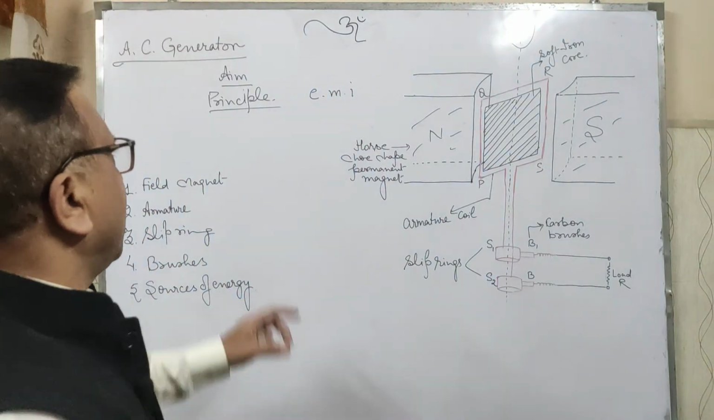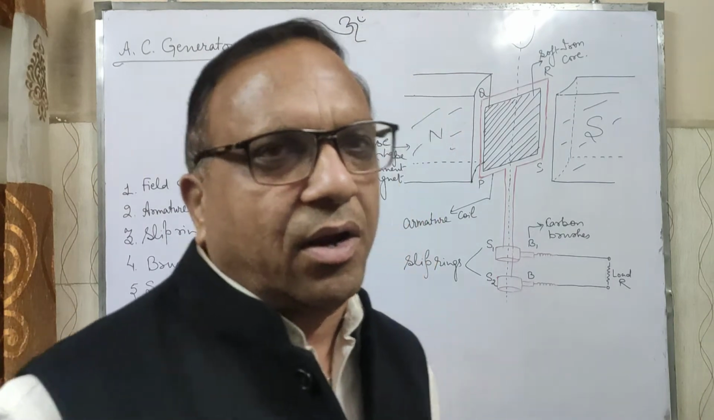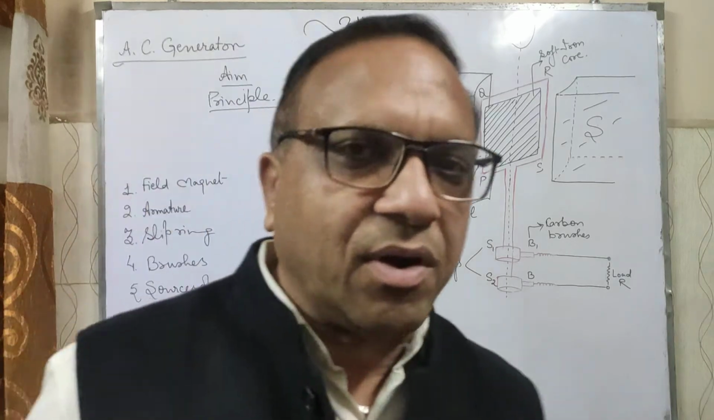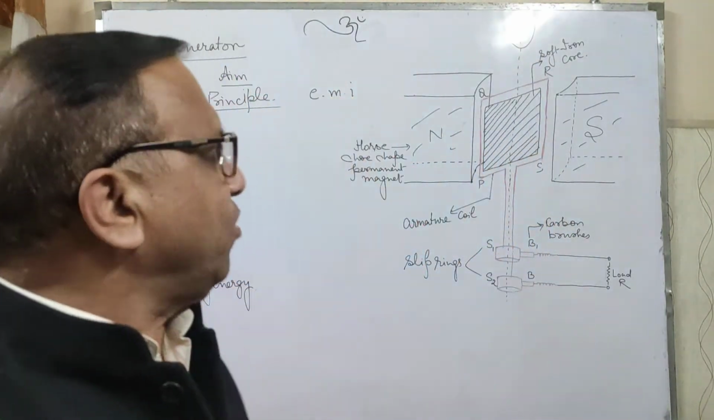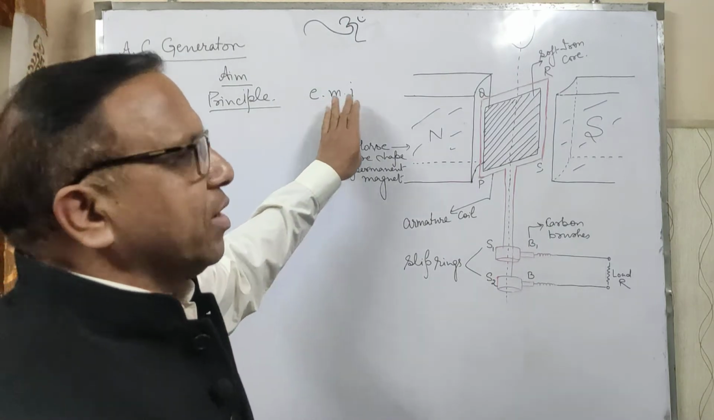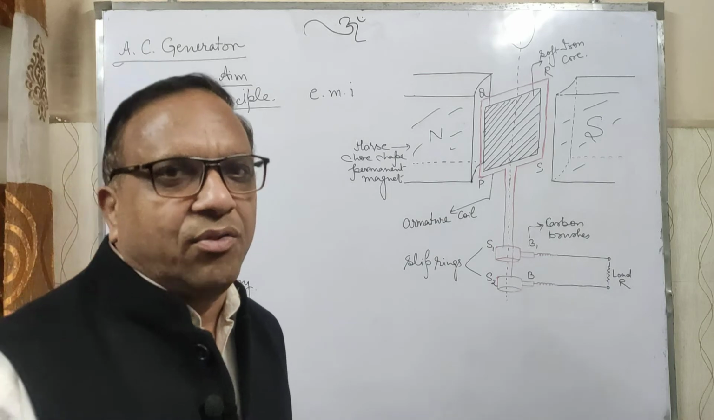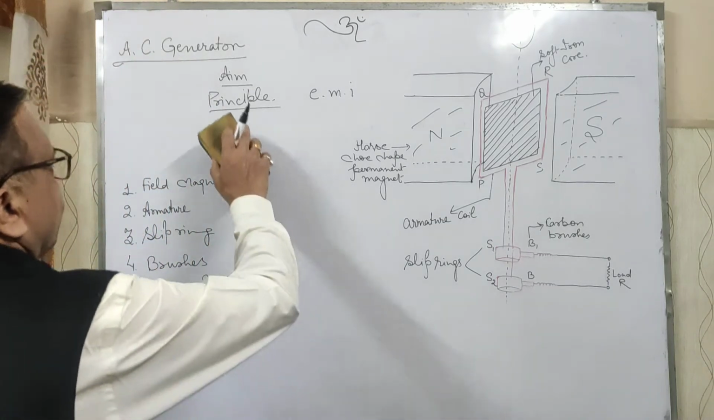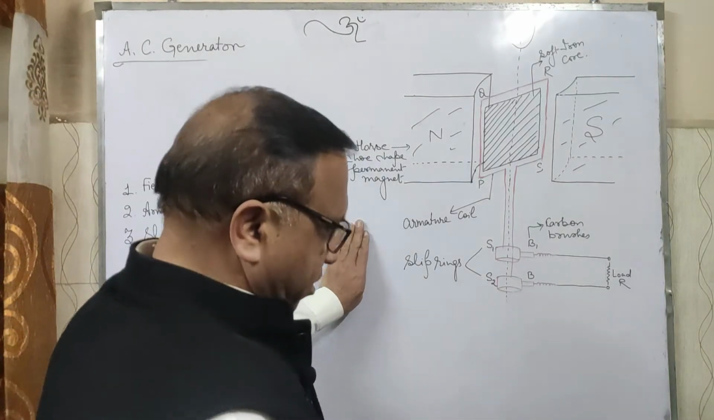The AC generator. What is the aim of AC generator? The aim, as the name makes clear, is to generate alternating current or EMF. What is the principle of the AC generator? On what principle is it based? It is based on the principle of electromagnetic induction, which you have read in the 6th chapter. Okay. So first we discuss the construction of AC generator.